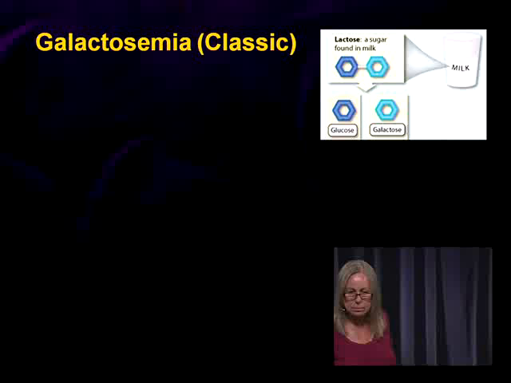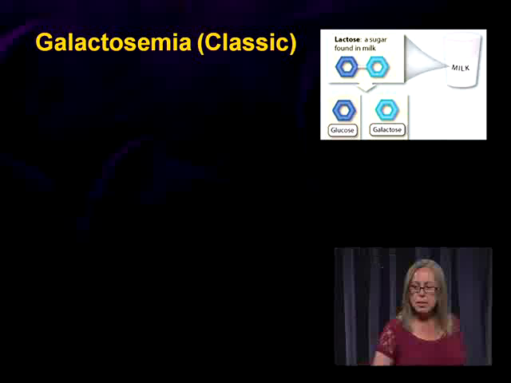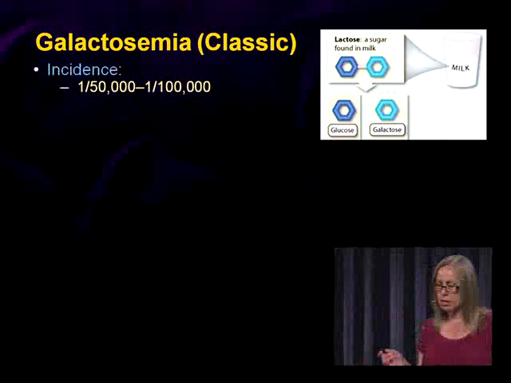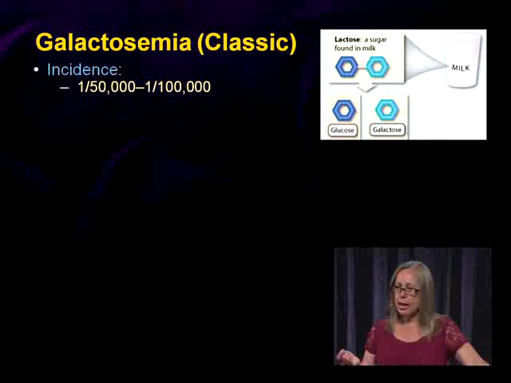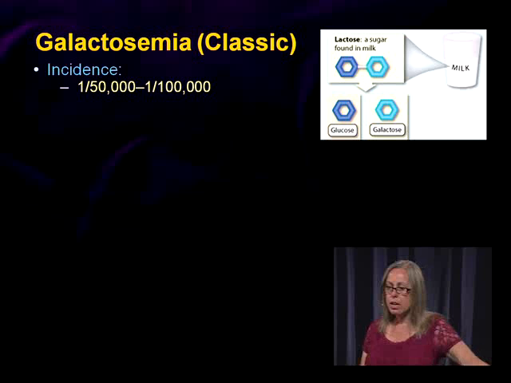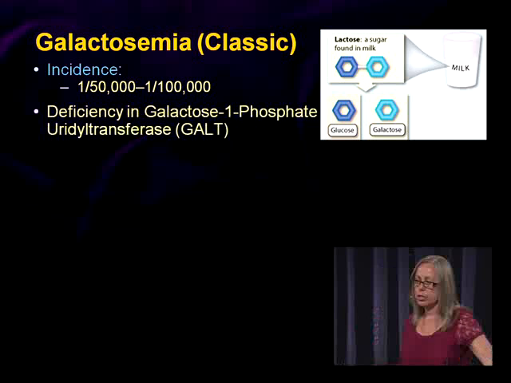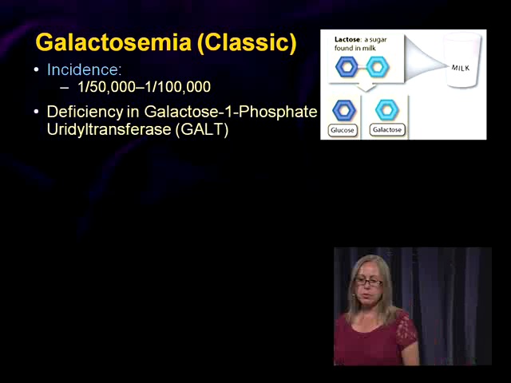All right, classic galactosemia is due to a problem in the breakdown of galactose. And the reason why lactose is a problem is because lactose is a compound of glucose and galactose. Classic galactosemia occurs at about 1 in 50 to 1 in 100,000 people, primarily due to a deficiency in galactose-1-phosphate uridyl transferase, otherwise known as GALT.